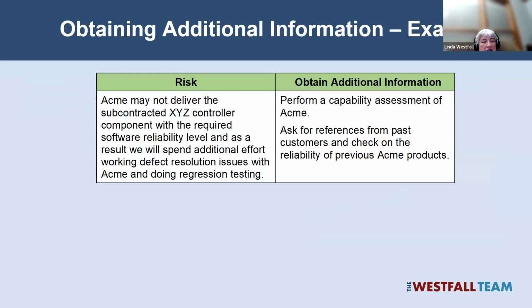Again, ACME may not deliver a subcontracted XYZ controller component with the required capabilities and the required reliability, and as a result, we're going to spend additional effort working defect resolution issues with ACME, doing additional regression testing. Two ways of obtaining additional information: that capability assessment or the quality management system audit that I mentioned, or we can ask for references from past customers and check the reliability of previous ACME products. Might be two different examples of how to mitigate that risk.